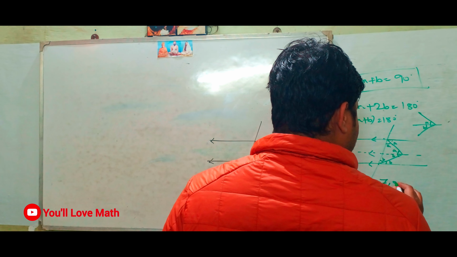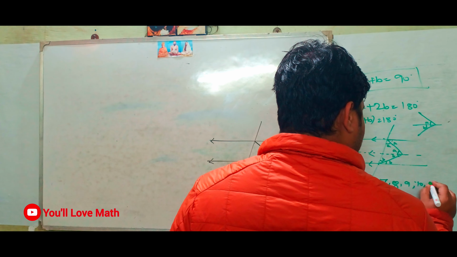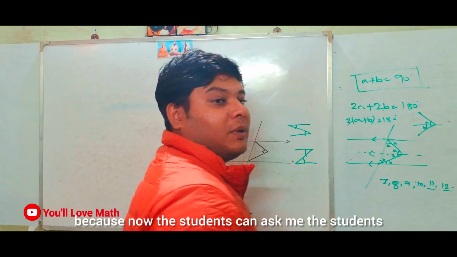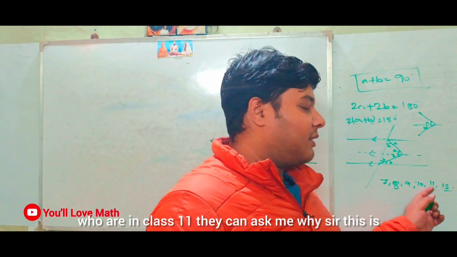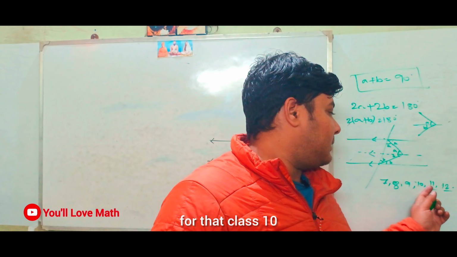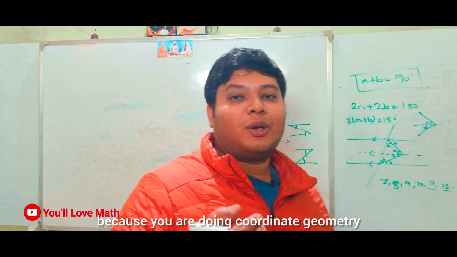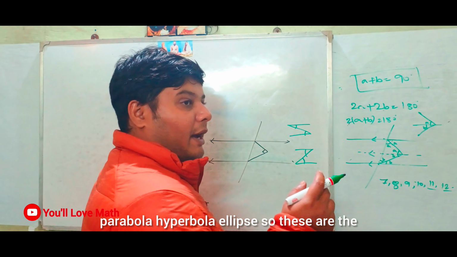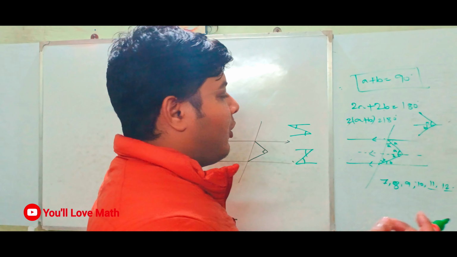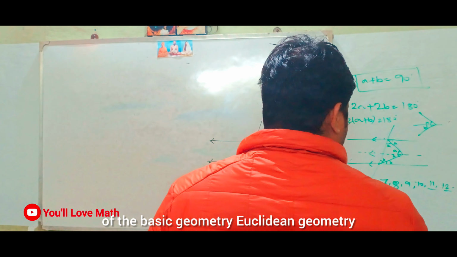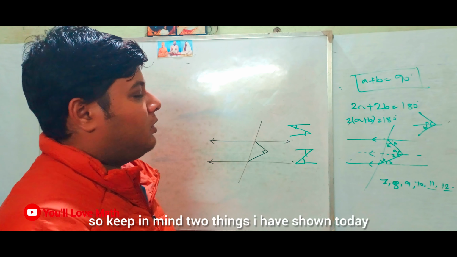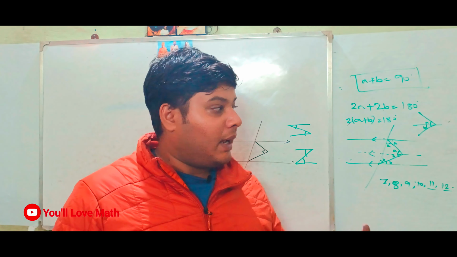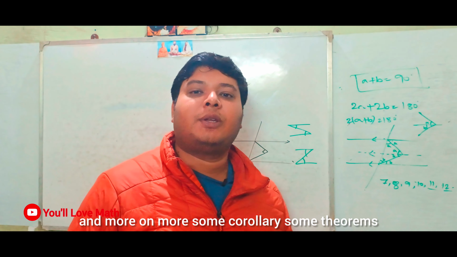It matters for classes 7, 8, 9, 10, 11, 12, if you learn mathematics. Students in class 11 can ask me, why lines and angles for class 10? Because you are doing coordinate geometry, and geometrical figures like parabola, hyperbola, ellipse. So these are the building blocks of the architecture, the sculpture of basic Euclidean geometry. So keep in mind the two things I have shown today. In the next class, I will do problems and some corollaries and theorems also.